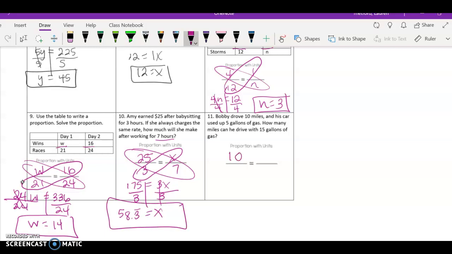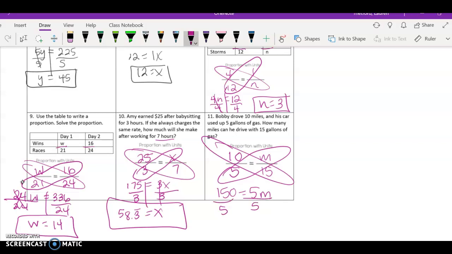Bobby drove 10 miles and his car used 5 gallons of gas. How many miles does he drive with 15 gallons of gas? 10 times 15 is 150. 5 times m is 5m. Divide by 5 on both sides, and I get m equals 30.